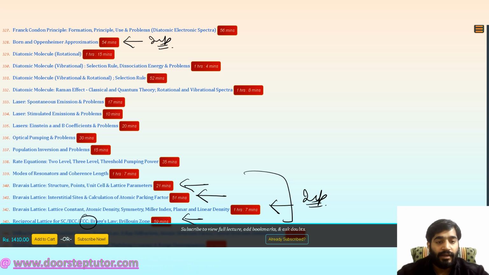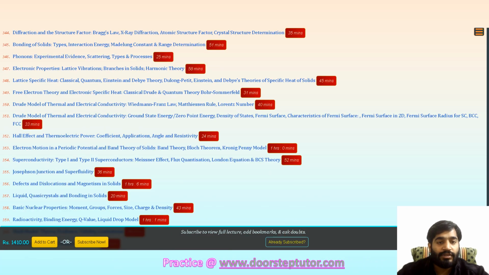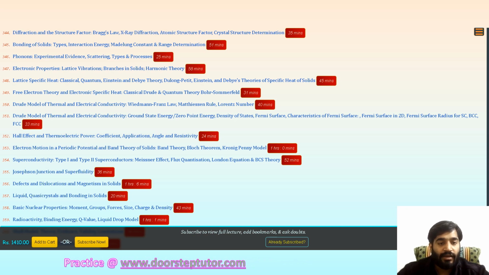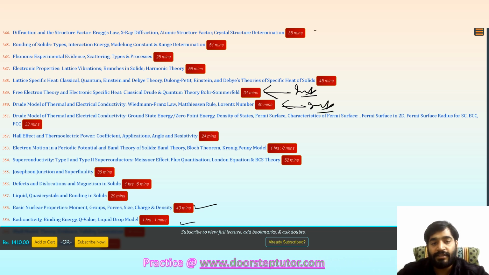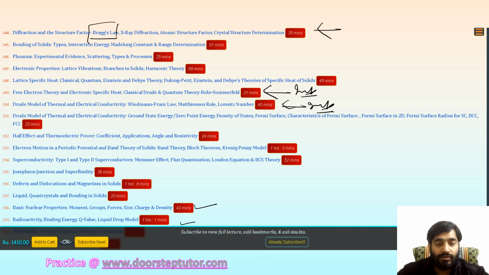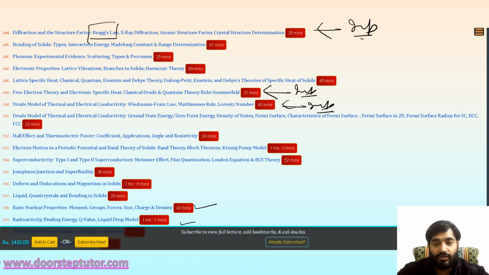Clear? Then in nuclear physics, the important things are nuclear charge density and radioactivity. And in solid state physics, free electron theory is important. Then the Drude model is important here. In diffraction and X-ray, Bragg's law is very important. A question is asked every year, so you must follow the concepts related to Bragg's law.